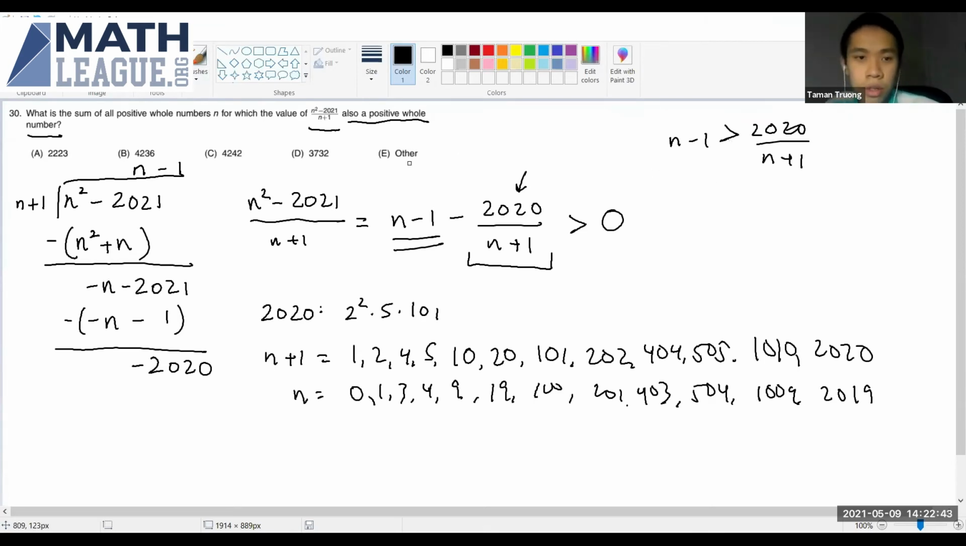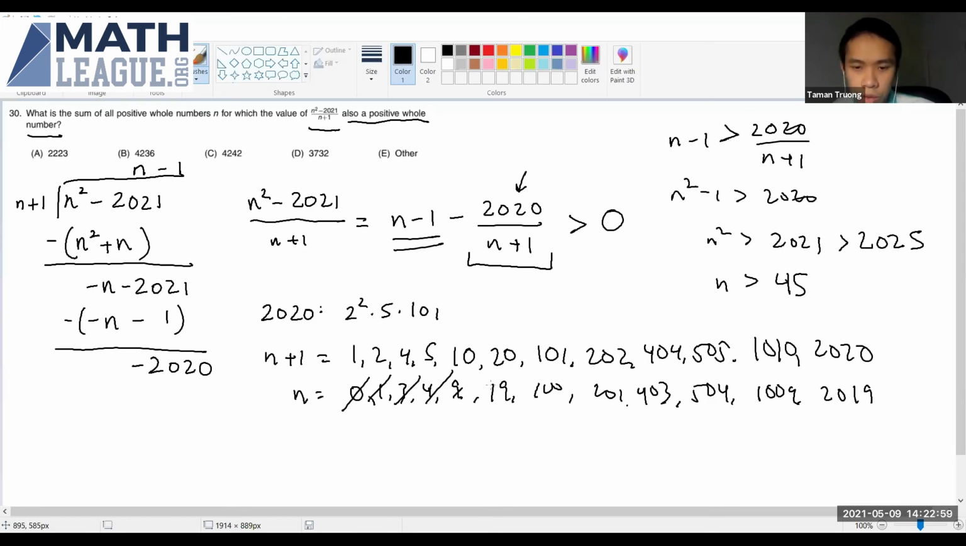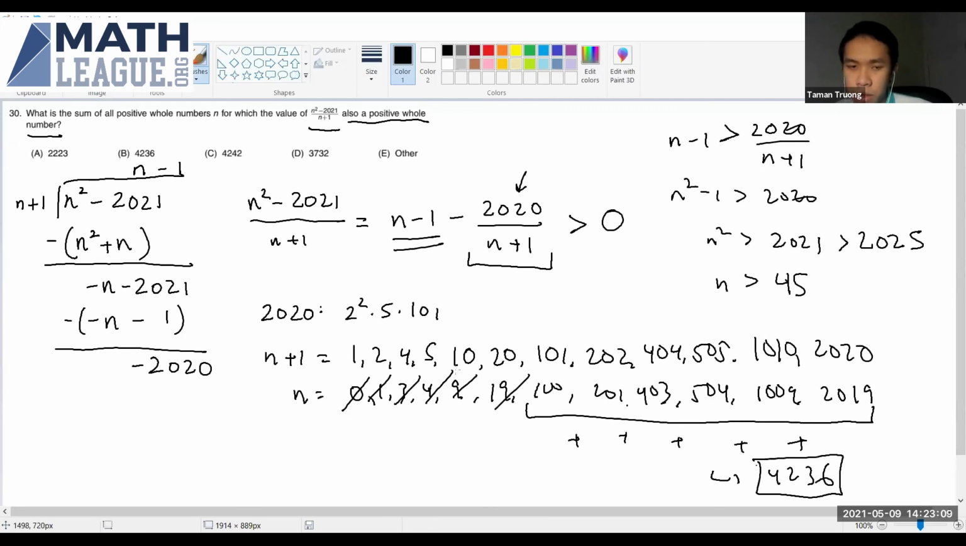We see that n squared minus 1 is greater than 2020, so n squared is greater than 2021, and the closest perfect square to 2021 is 2025, so that means n must be greater than 45. So we eliminate 0, 1, 3, 4, 9, and 19. And so we sum these numbers, adding them all up, we get 4,236. And that's answer choice B.